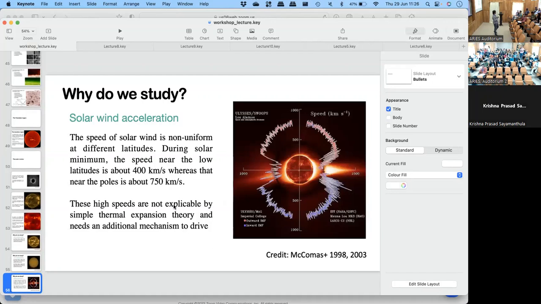Will you be talking about this tomorrow or no? Not about this. Shatabda, will you be talking about it? So yes, yes.